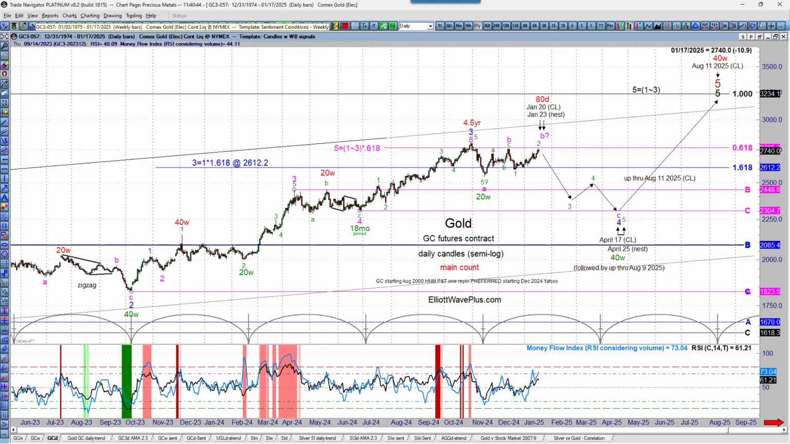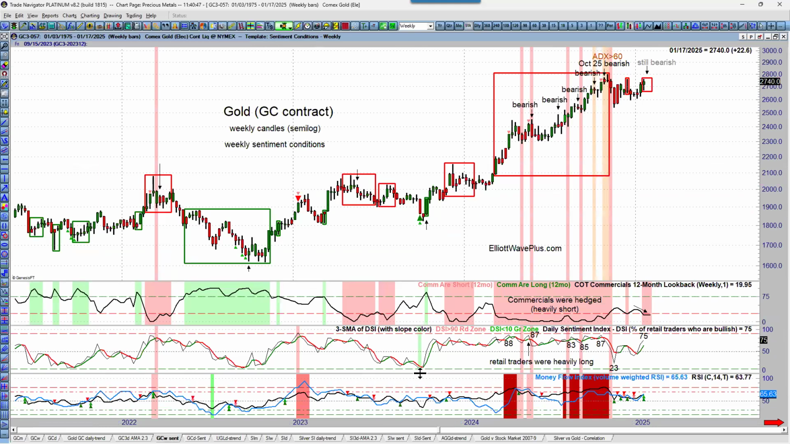I'd already talked about the sentiment on gold and how it's just not right for it to keep going up here. Matter of fact, I've added this terminology right here. The conditions are still bearish because the commercials, while they lifted off a little bit on a 12-month look back, are right back to fully hedged, at least on a 12-month look back. And retail's up at a 75. That, if anything at all, is bearish. And that's why I put this term still bearish up here.